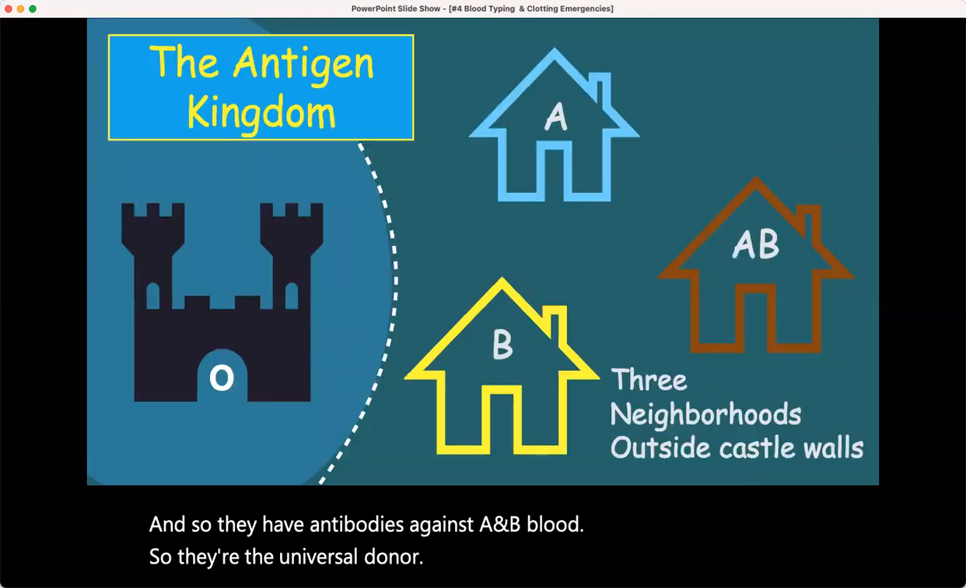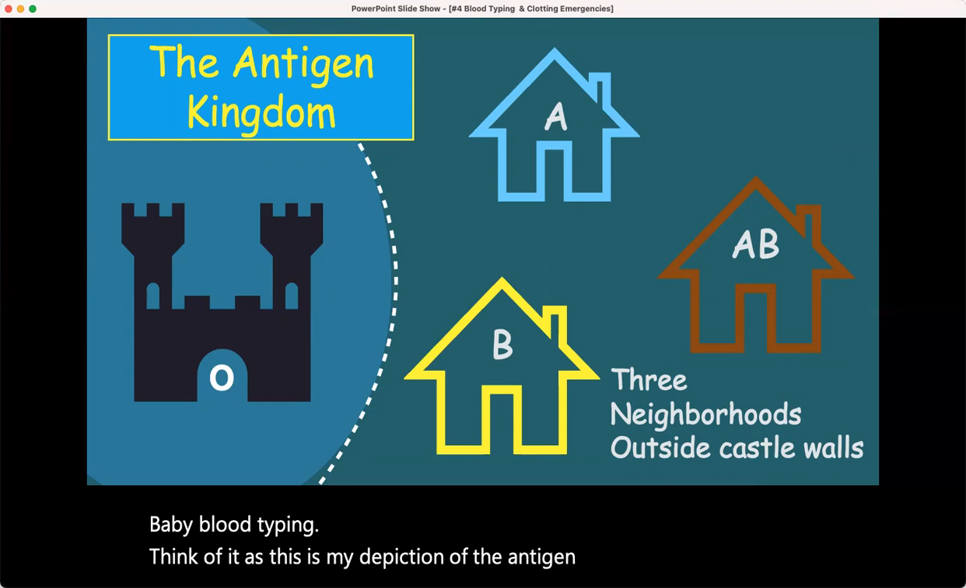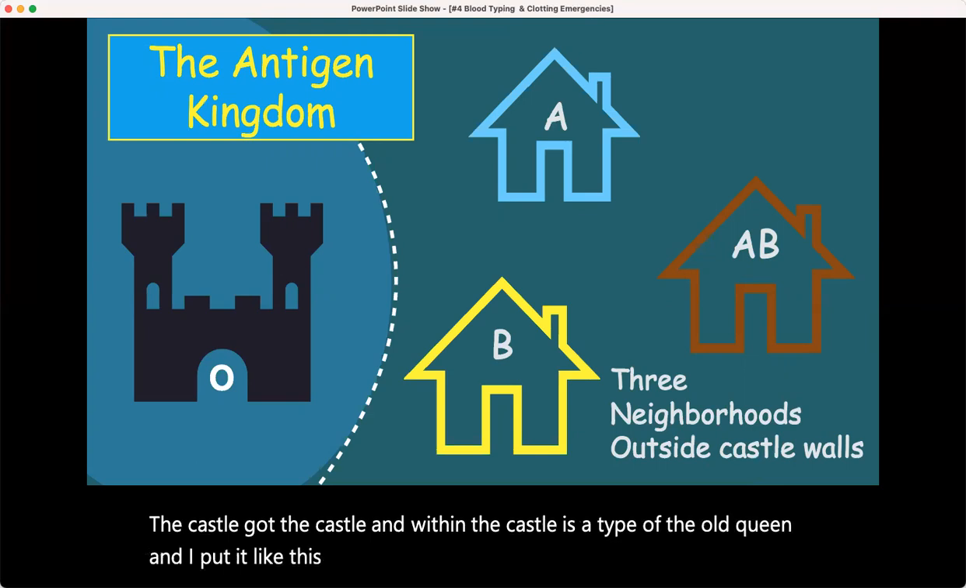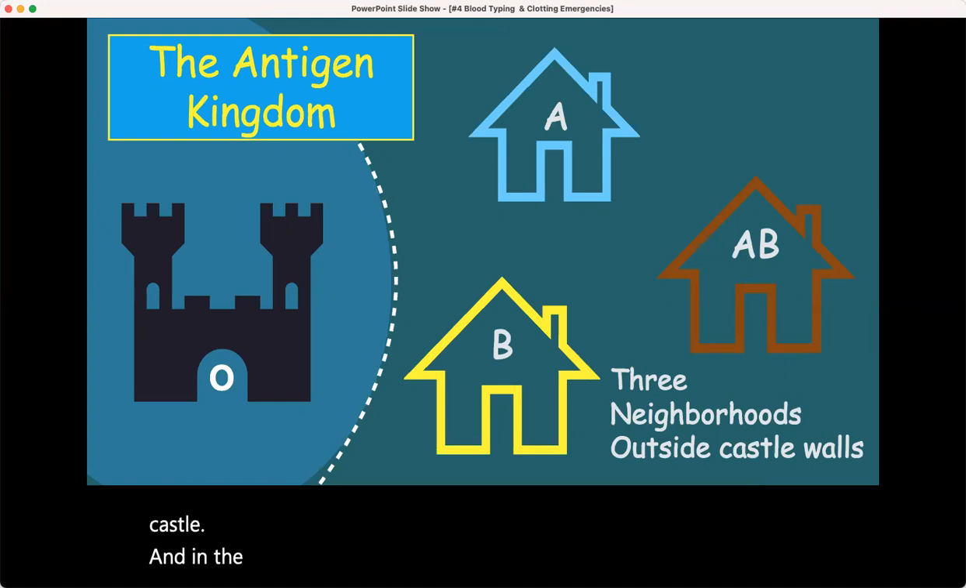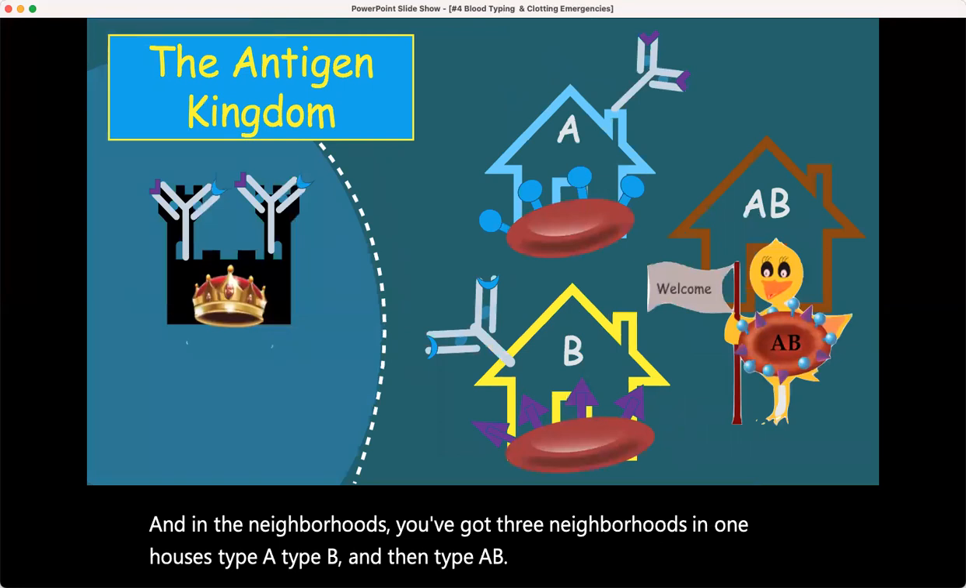This is how I remember the ABO blood typing. Think of it as my depiction of the antigen kingdom. You've got the castle, and within the castle is type O, the O queen. I put it like this because I'm a type O. It makes sense that I'm the queen of the castle. And in the neighborhoods, you've got three neighborhoods. In one house is type A, type B, and then type AB. So here's the antigen kingdom.